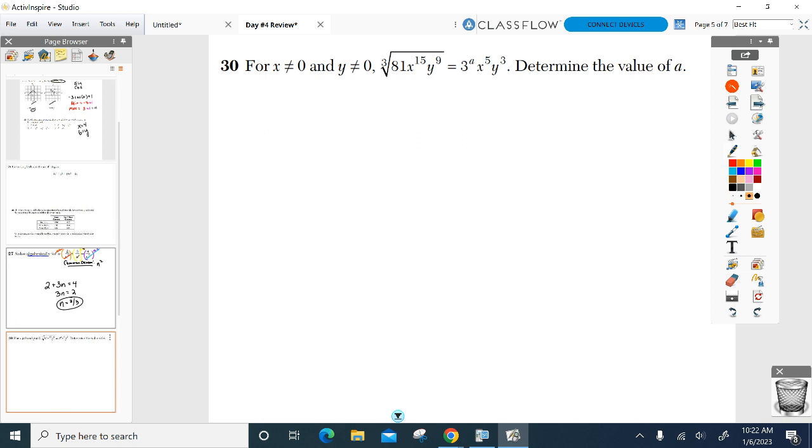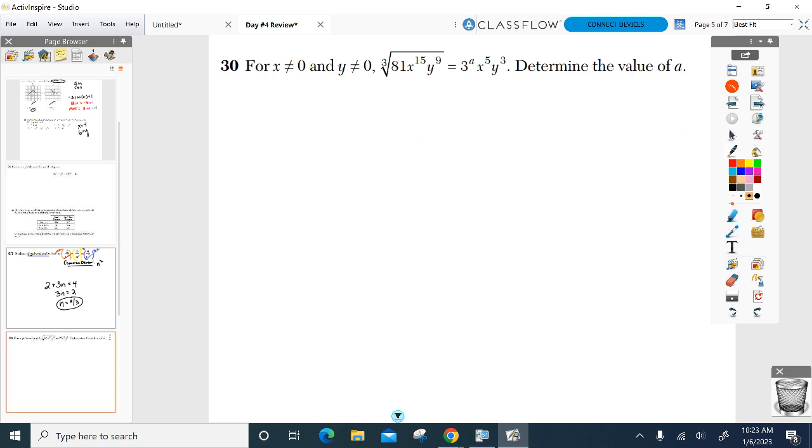All right, well, first let's talk about what they already did for you. See how they got x to the 5th here? How did they do that? When you take the cube or any root, you divide the exponent by it. The exponent was x to the 15th and it was the cube root, so they did 15 divided by 3 and got 5. And then they did y to the 9th. They did 9 divided by 3 and got 3.